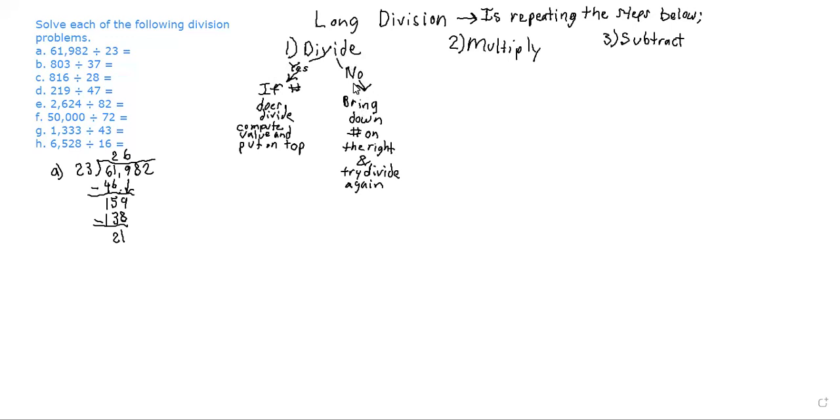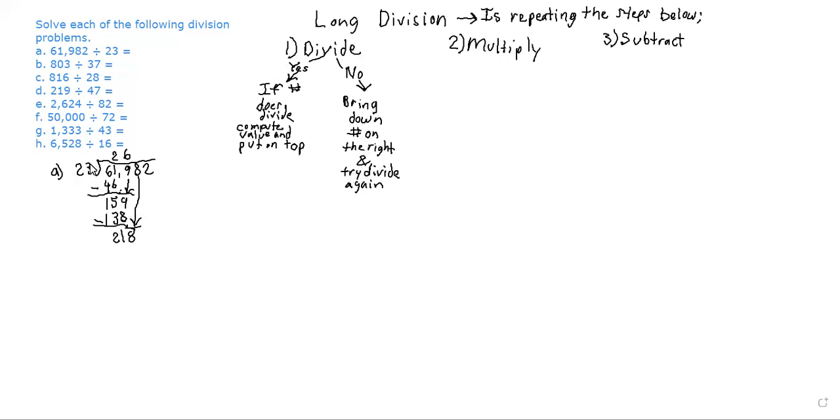Look at it. It says divide. If it's no, we bring down a number on the right. So what's the number on the right? It's 8. So we're going to bring that down to here. That 8 comes down here, and that makes that 21, 218. We bring down the number on the right, and then we try to divide it again.